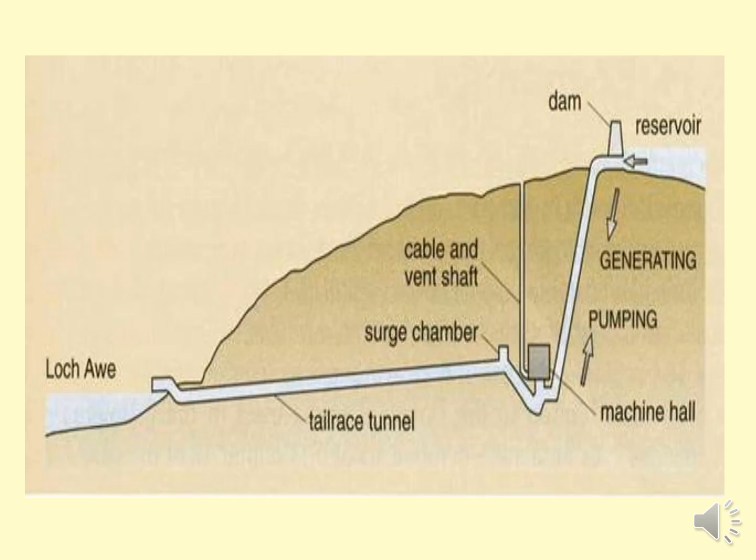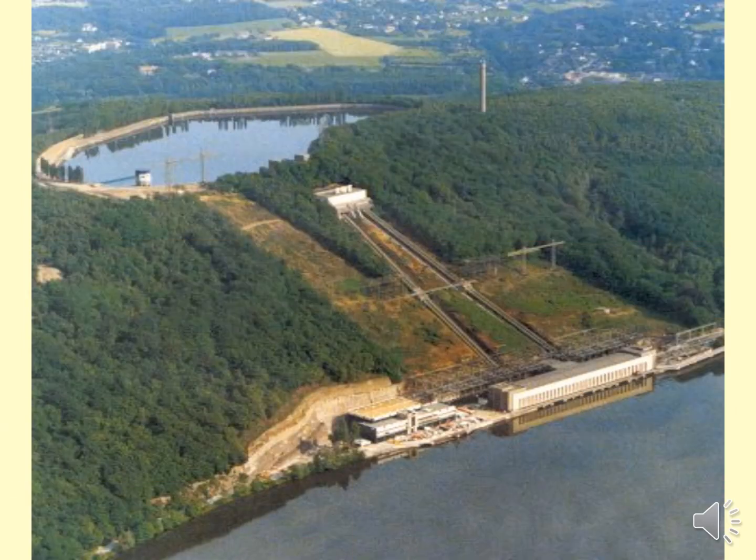So this is the reservoir, generating pump, machine hall, cable and vent shafts, surge chamber. This is the actual figure which is available in the plant. This one also we can see. This is the catchment area. Here it is stored.